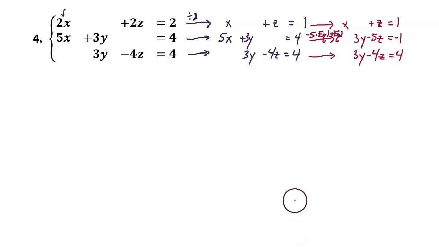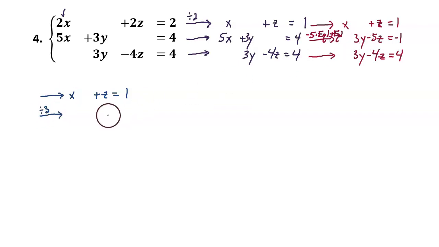Here's our new system. It still has 3 equations, but we're working our way towards row echelon form. I'm out of room on this line, so I'm going to come to the next line. For my first equation, I'm going to make no changes. For the second equation, I want this to be 1y. So I'm going to divide it by 3.